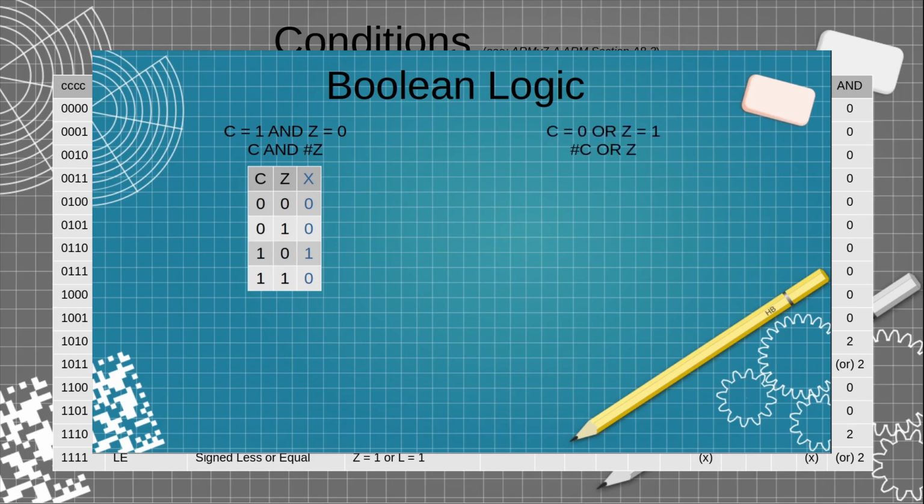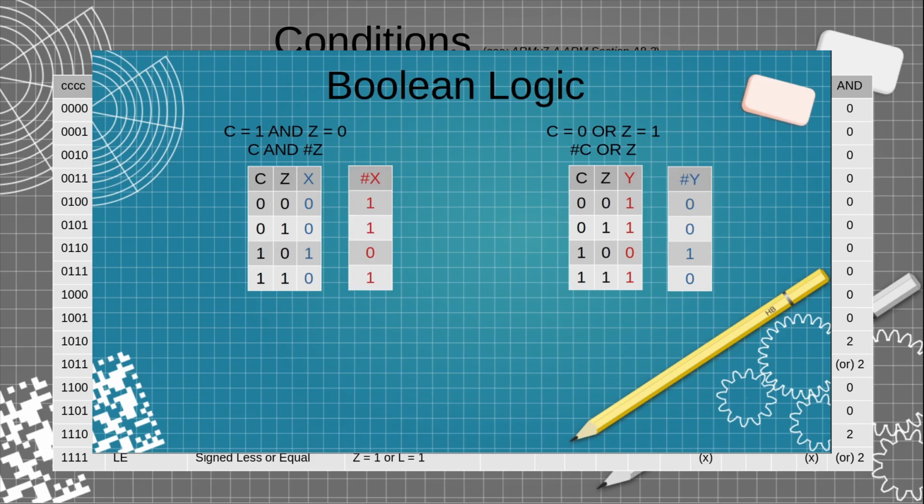The other condition I was checking for is when C is equal to 0 or Z is equal to 1, which can be distilled down to not C or Z. And again, this is the truth table for that. And as you can see, column Y is set when column C is 0 or column Z is 1. And if you haven't figured it out, I'll call it out specifically. X and Y are actually inverses of each other.